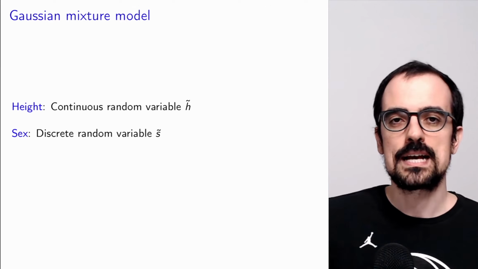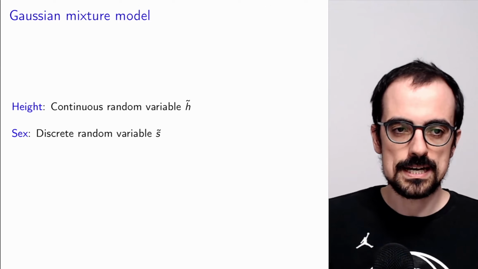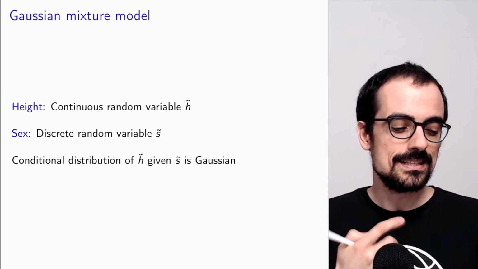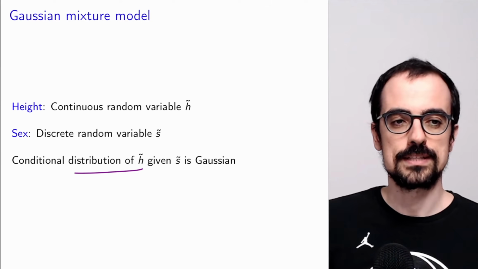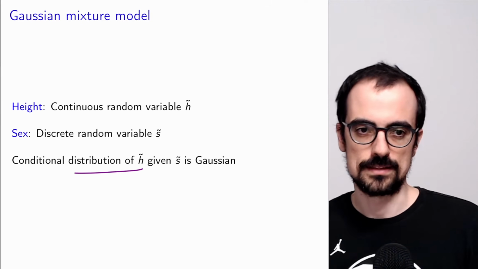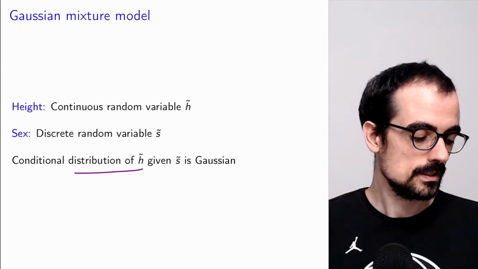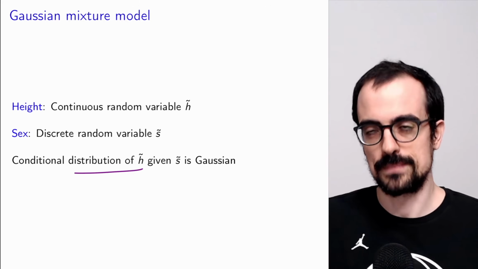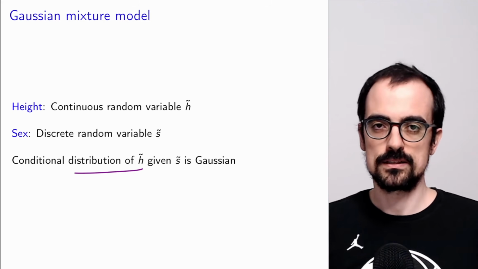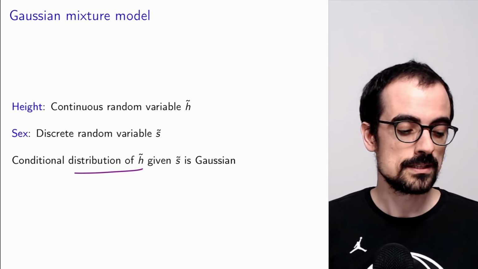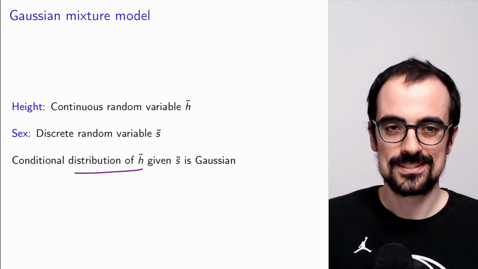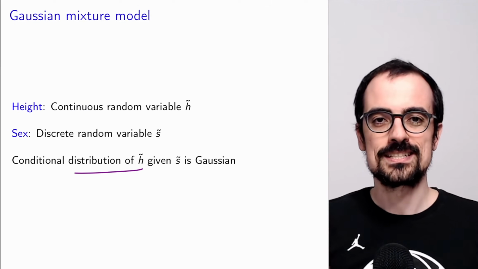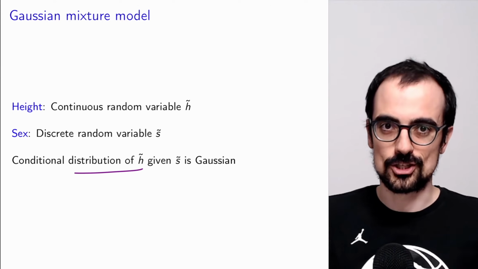And what we're going to do is have a discrete random variable S, which in this case represents sex. In our model, it is the conditional distribution of the continuous random variable given different values of the discrete random variable that is Gaussian. So in this case, the height given being a man is Gaussian, height given being a woman is Gaussian, all right? But not height in general. That's why we call this a mixture model, because we're mixing these two populations, and each of them we're assuming is Gaussian, but not the overall population.